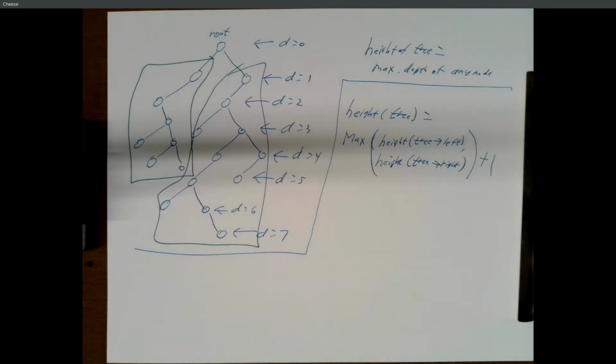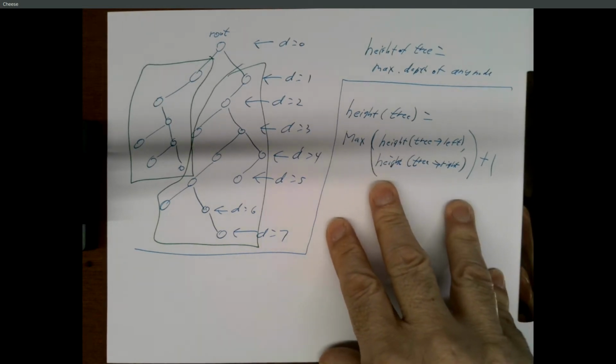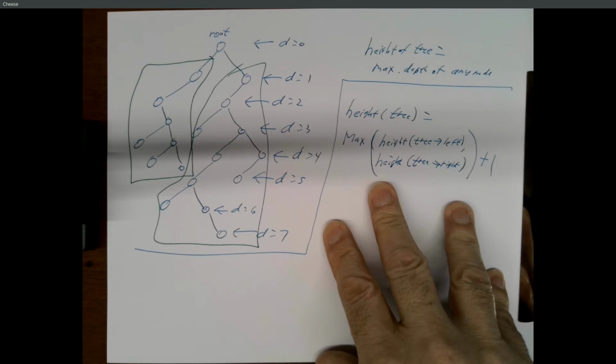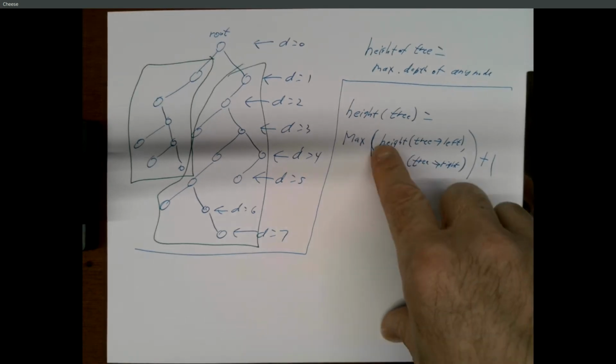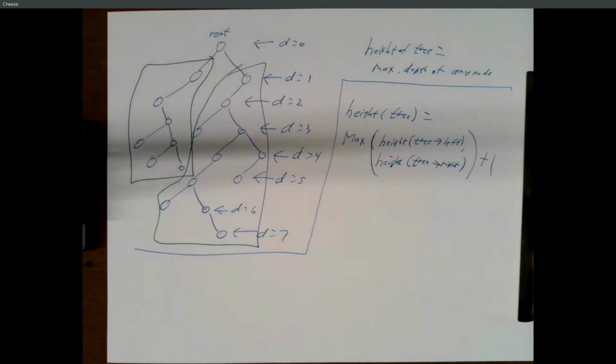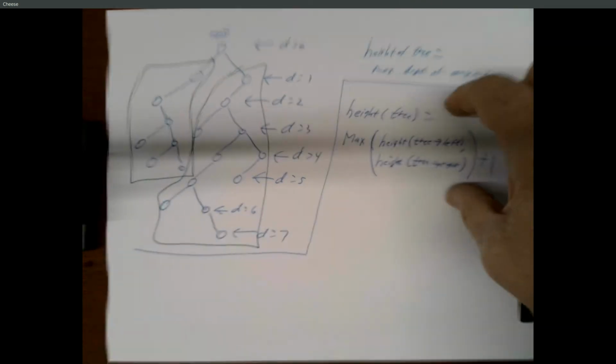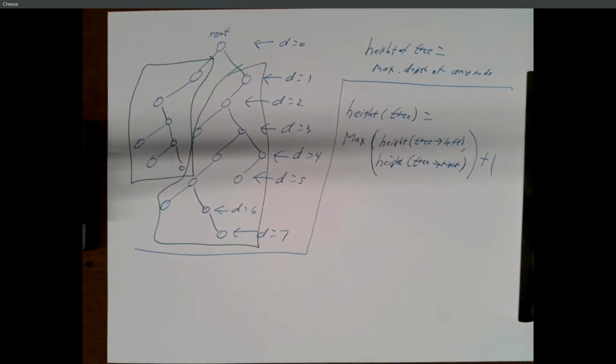So if you believe that, and you don't have to believe it yet, this is a one-line description of how to find the height of a tree, provided that we can find the height of the left and right subtrees. Well, how do we do that? We use this exact same function. And the base case would be if your tree is null, return -1.